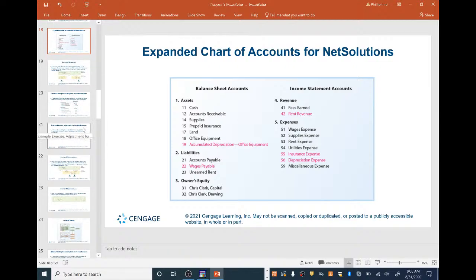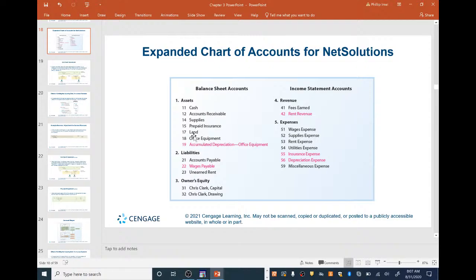Okay, this is just the expanded chart of accounts for Net Solutions. Recall, the chart of accounts is just a listing, the organization of the accounts that a company uses to account for transactions. So once again, you can see your balance sheet accounts. These are assets, right? Liabilities, owner's equities. So here, the pink ones are the newer ones that we're adding to the chart of accounts. Accumulated depreciation, office equipment. Notice this is right below office equipment.